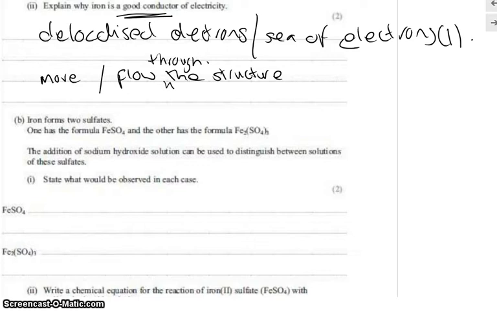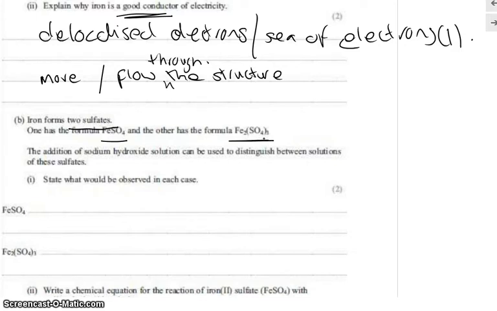So the second part of the question now, part B, is iron forms 2 sulfates. Okay, one has a formula of FeSO4 and the other has a formula of Fe2SO4. Okay, so straight away we're going to be asked a question about iron 2 and iron 3. Okay, and we need to remember our colours and how we test for iron 2 and iron 3.